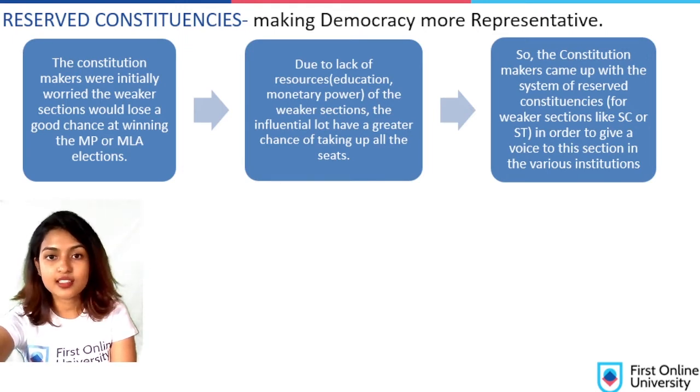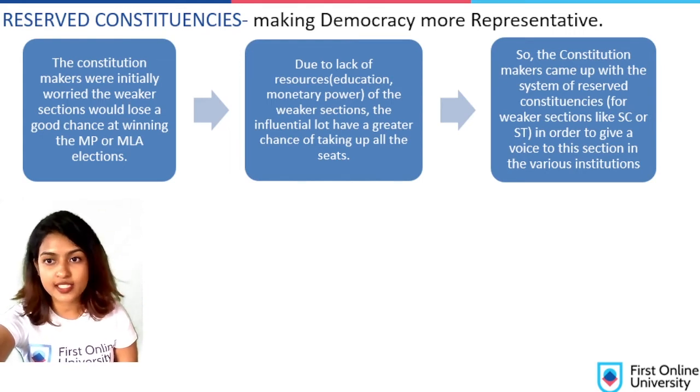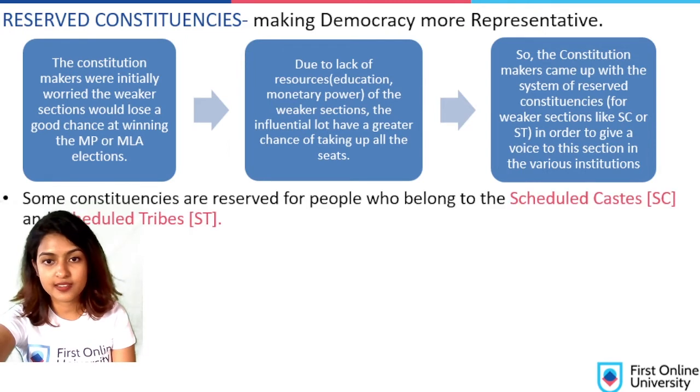The weaker sections mentioned here are the scheduled castes, the scheduled tribes, and the OBCs. Okay, so in order to give these weaker sections a voice, a representation to represent other weaker sections in the entire country, they gave reserved constituencies for them. Let us see what it is.